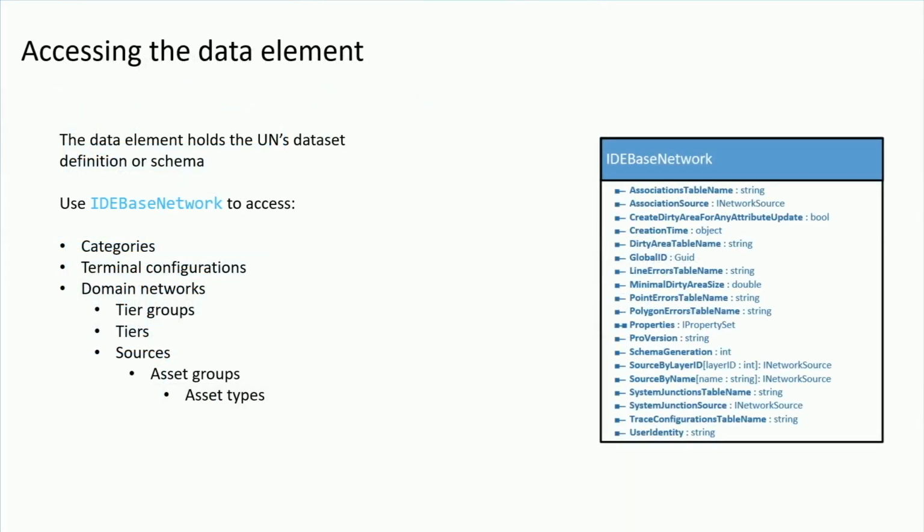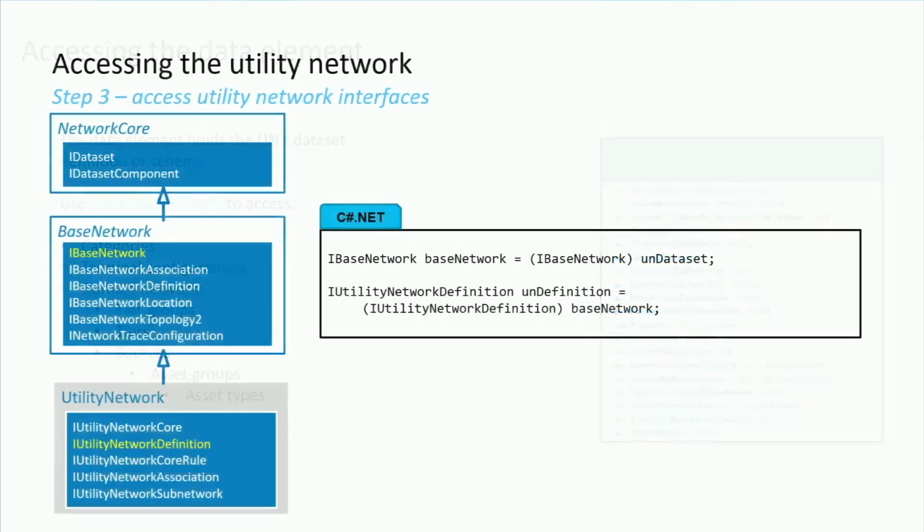Is everyone familiar with our ghetto UML that we're showing up here? Just showing a little bit of inheritance and all that. OK, good. That's what those little arrows mean. The utility network has access to network core as well as base network and all the interfaces contained within.